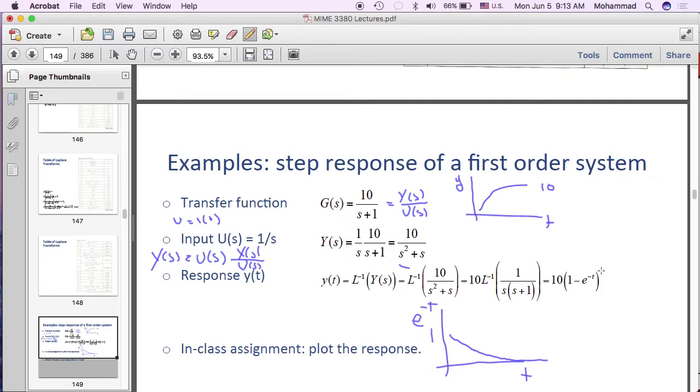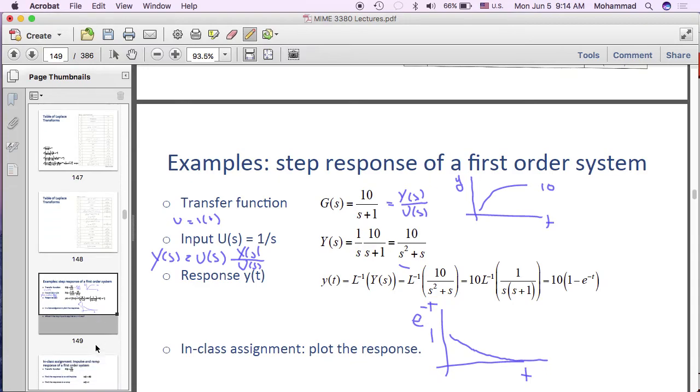So can you guess if the original transfer function was 10 over s plus 2, what would you get in the response? You would get e to power minus 2t in the response. And that would have been a faster response. The pole would have been to the left, and the system would be faster.